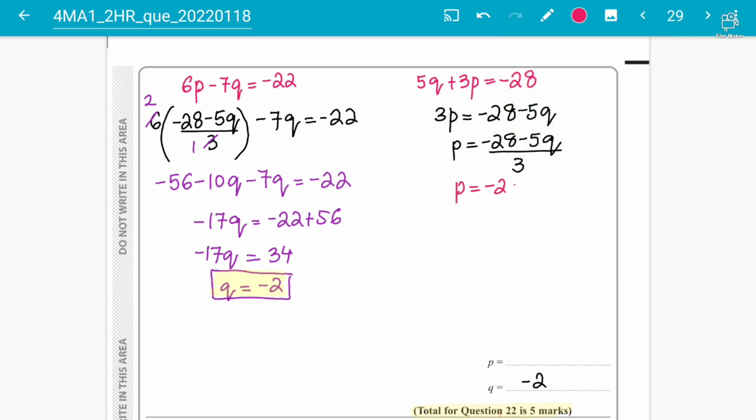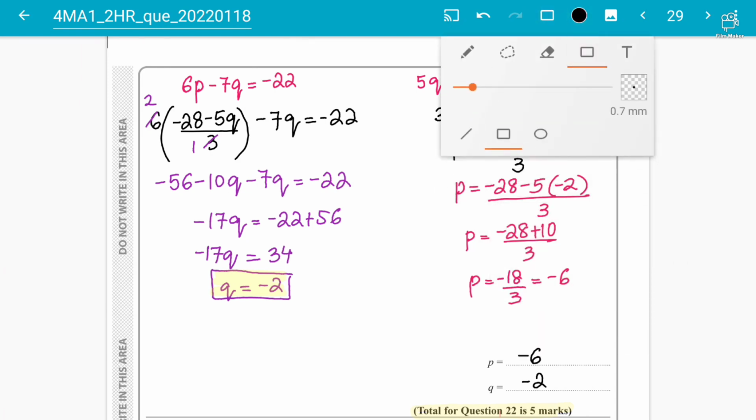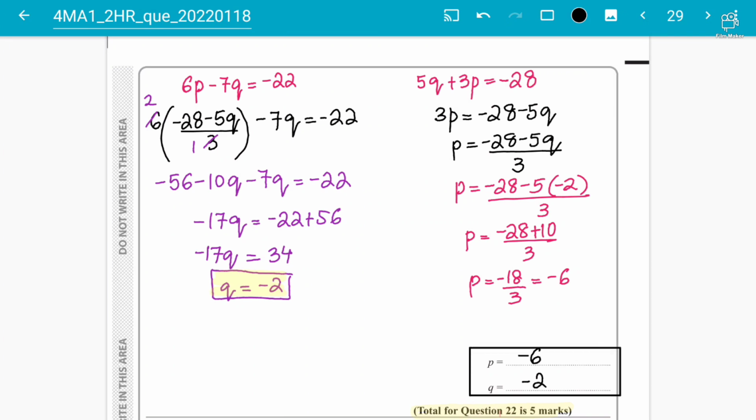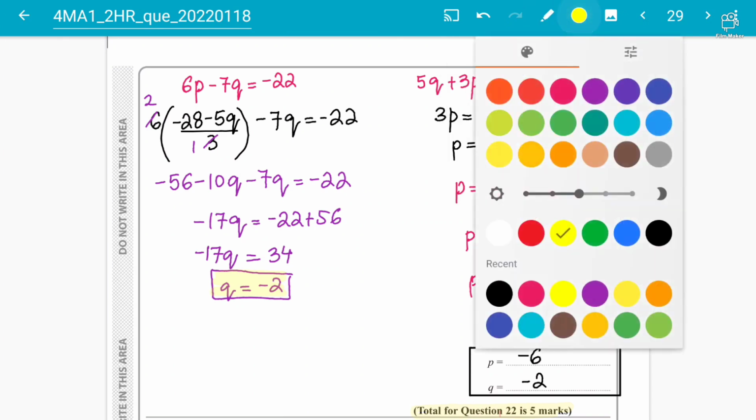So p equals (-28 minus 5 times negative 2) divided by 3. So here we go, minus 28 plus 10, divided by 3. So totally minus 18 divided by 3. Here we go, minus 6. So p and q values are minus 6 and minus 2 respectively, and that's how you solve a coordinate geometry question.